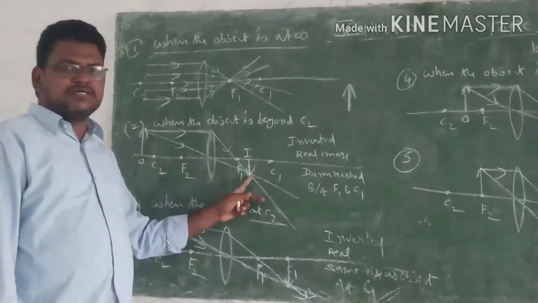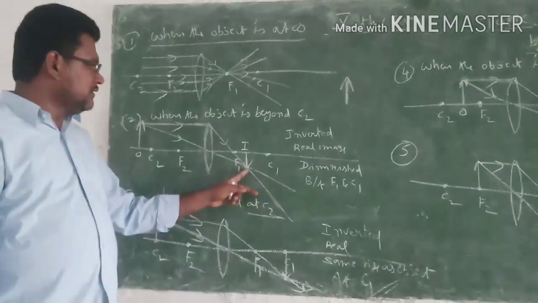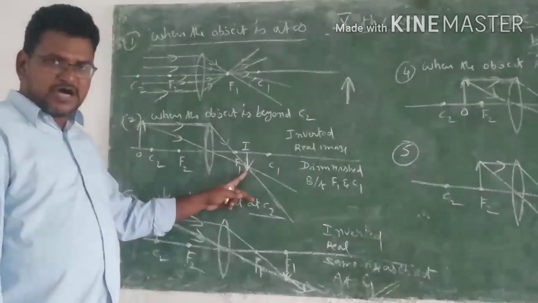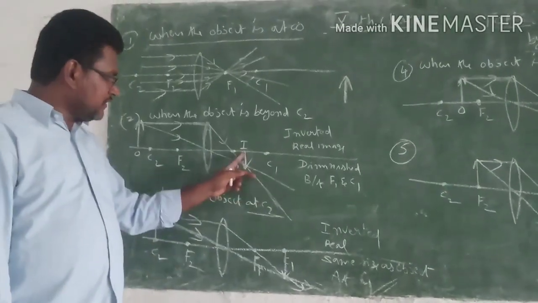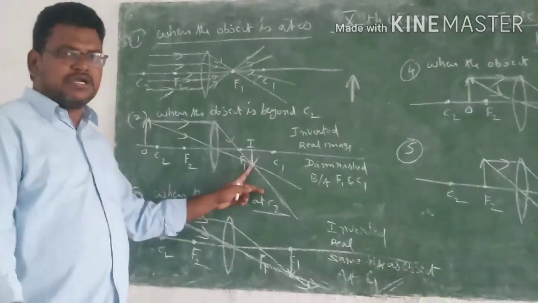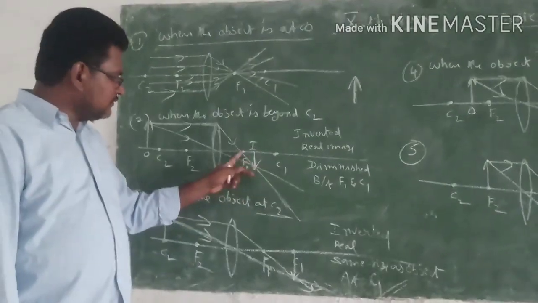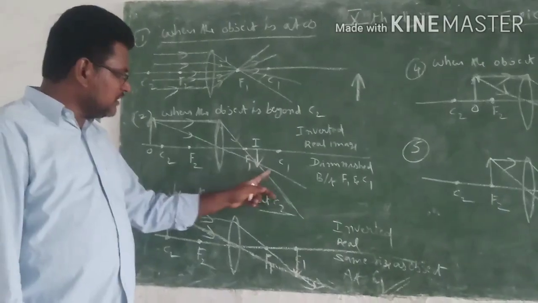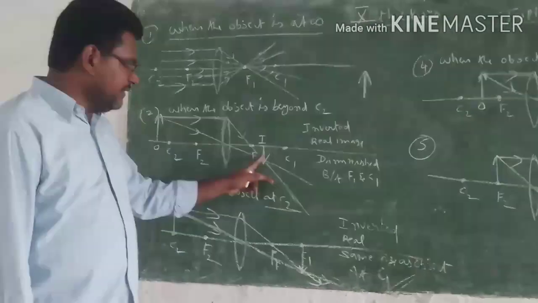So this is called a real image. Or else there is another definition for the real image: the image formed by the actual passing of light rays is called a real image. So here, through this image point, the refracted light rays are passing and forming the image. So this is called a real image.